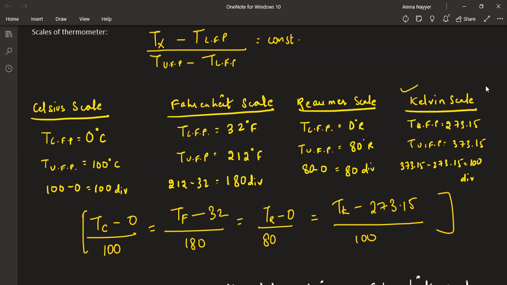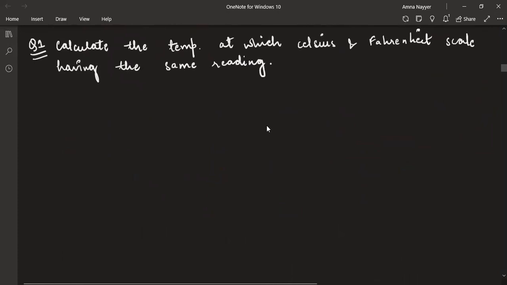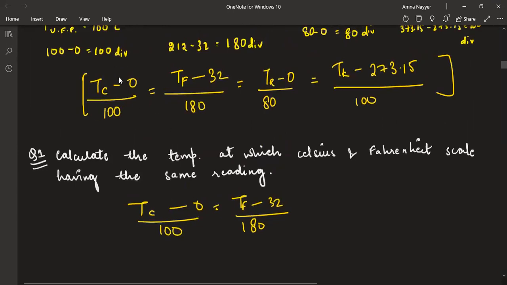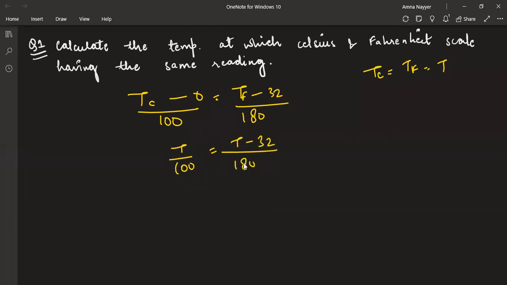This will be used whenever you are solving any type of question. Let me show you one or two questions. It says: calculate the temperature at which Celsius and Fahrenheit have the same reading. So what is the formula? Tc minus 0 divided by 100 equals Tf minus 32 divided by 180. Now it is saying they have the same reading, which means Tc is equal to Tf. Let's write this as T. So T by 100 is equal to (T minus 32) by 180.